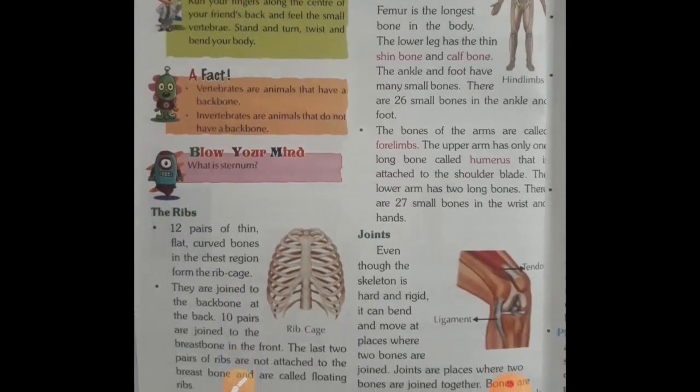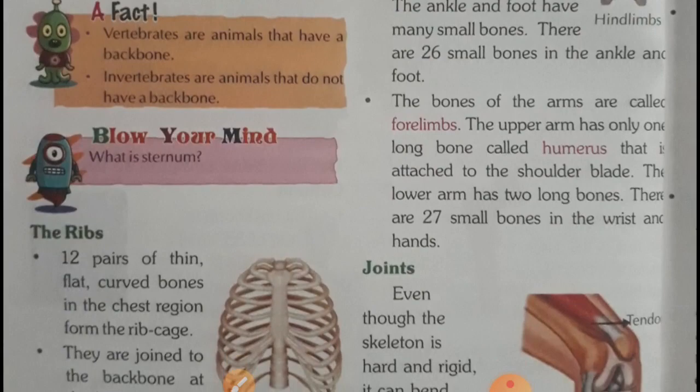Now come to the forelimb. Our hand is called forelimb. The arms are called forelimbs. The upper arm has only one long bone called humerus. Students, I told you the upper bone of the leg is called femur, but the upper bone of the arm, the upper bone of the hand, is called humerus. So don't confuse between femur and humerus. Humerus is the upper bone of the hand and the femur is the upper bone of the leg.